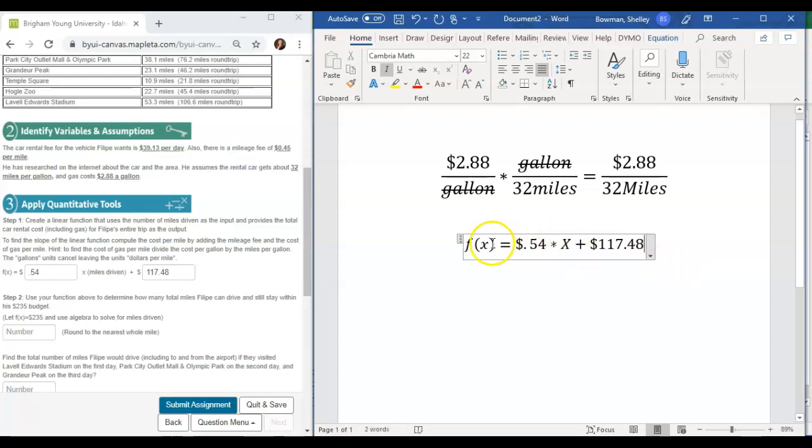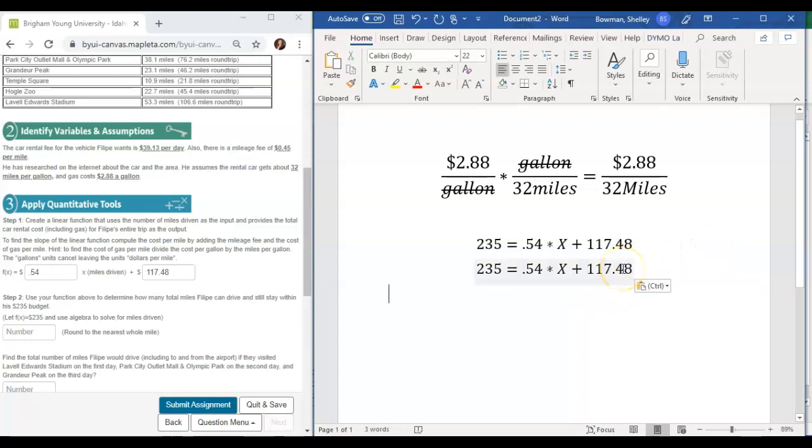$117.48. Now I also know over here that I'm looking to find when it equals $235, and since I'm going to just be working with dollars here, I'm going to get rid of it in everything, because dollars, dollars, and dollars, there's no unit that needs to be converted, it's all in dollars. So I'm just going to take that off so that I have fewer symbols here to work with and to hopefully not confuse anyone. So then I'm going to copy this and paste it here just so that I have something to show my next step.